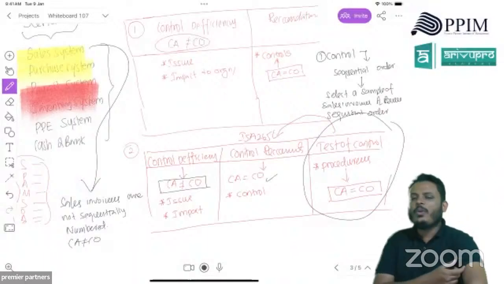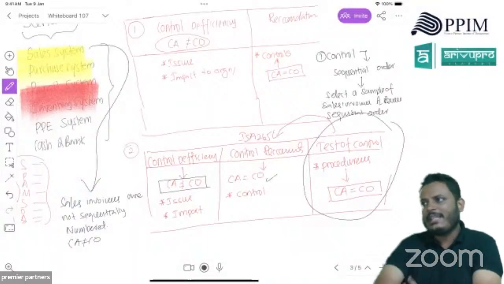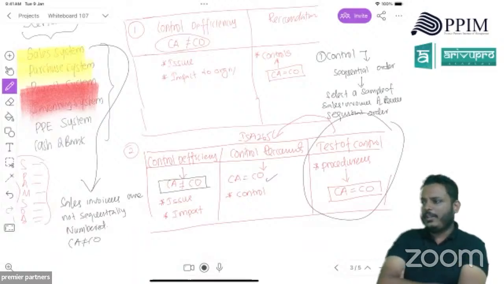Whether it is sequentially prepared or not, that is what we call a test of control.